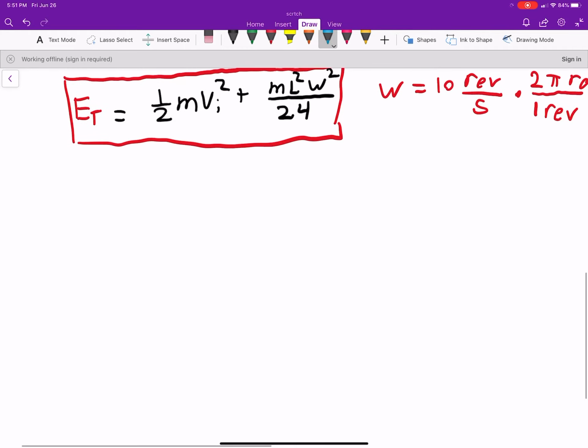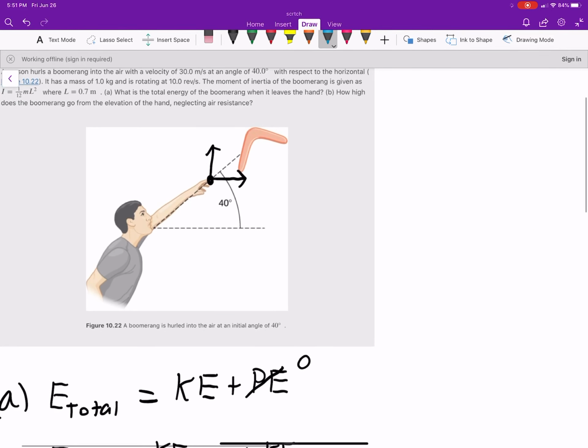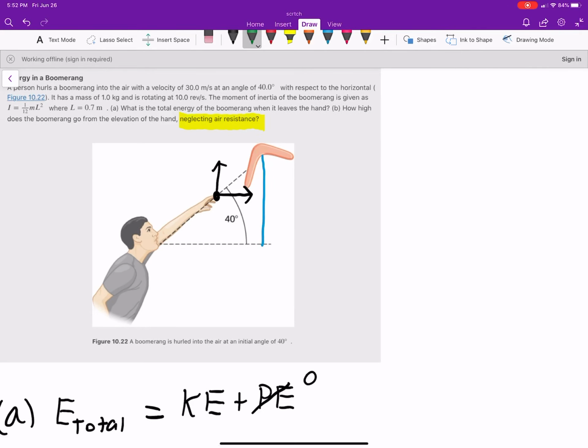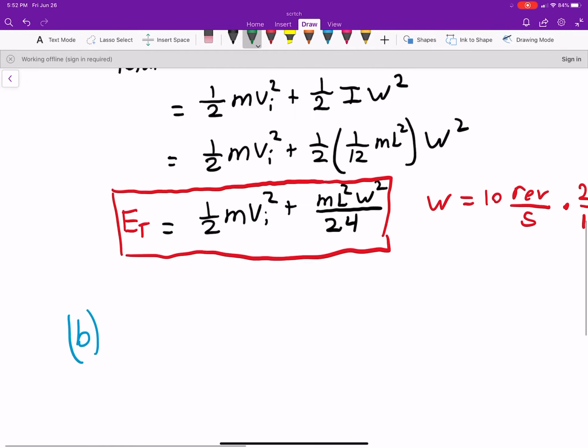Now for part B, it wants to know how high this goes. And an important part is it says neglecting air resistance. Because there's going to be no external forces, we have conservation of energy. Energy final is equal to energy initial. We're not losing anything from air resistance. No energy is going to be transferred into something like heat, for example. We can use this to help us solve the problem.